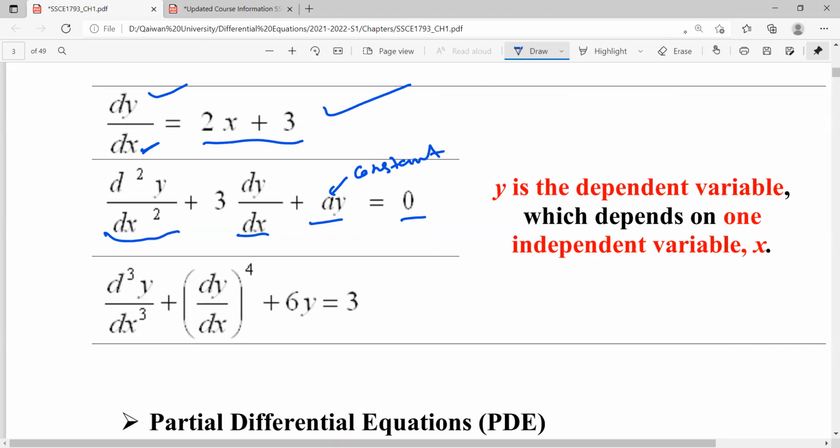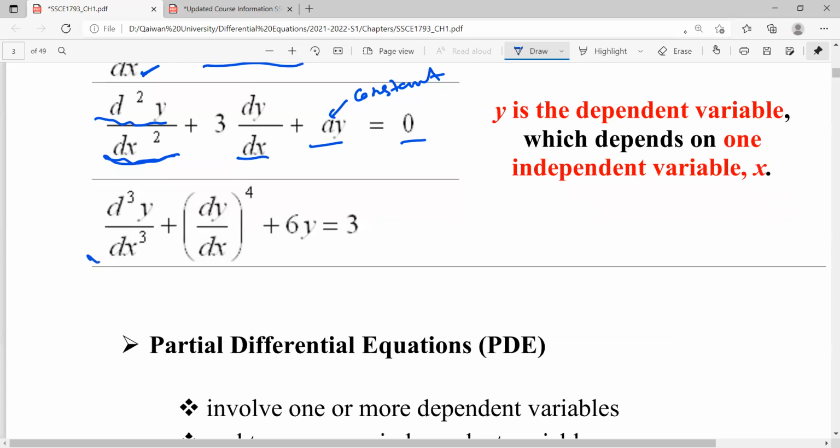And here, the order of this differential equation, as I said, is the highest derivative. The highest derivative here is 2. As you see here, it's the second derivative, d squared y by dx squared. So the order of this differential equation is 2. The independent variable is x and the dependent variable is y.